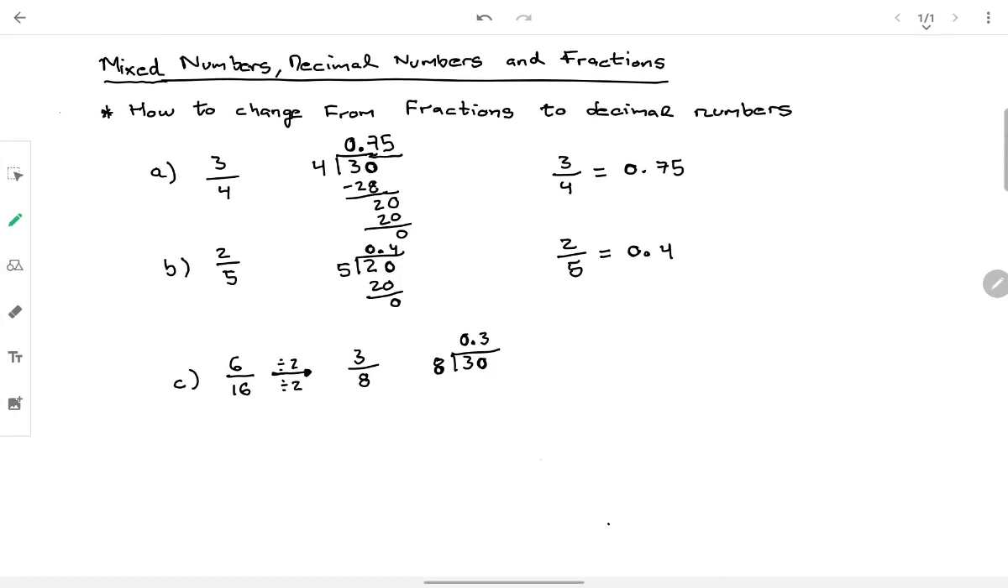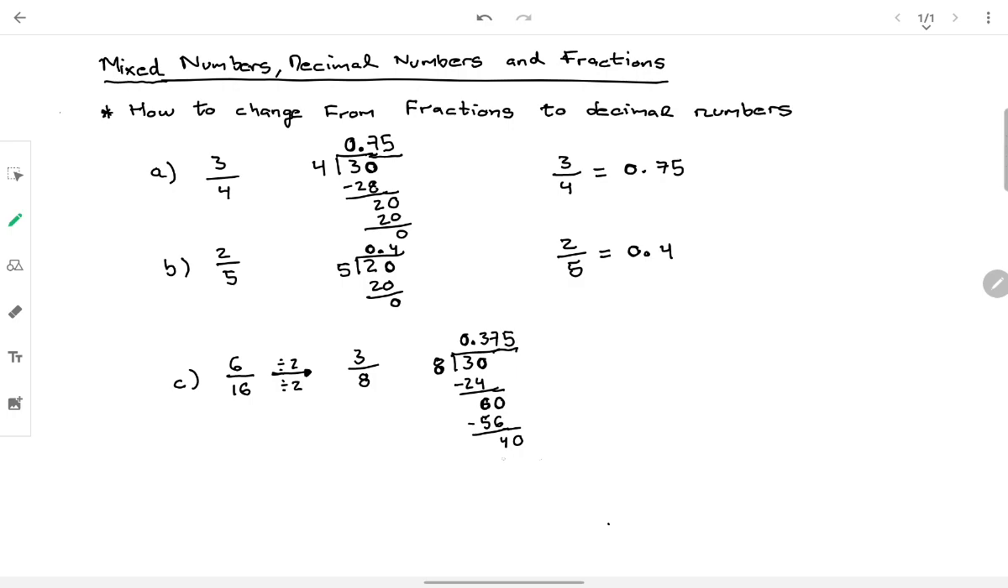3 times 8 gives us 24. That will give us 6 as a remainder. We can put another 0. We will see 7 times 8 will give us 56. That will give us 4. As a reminder, we can put another 0.